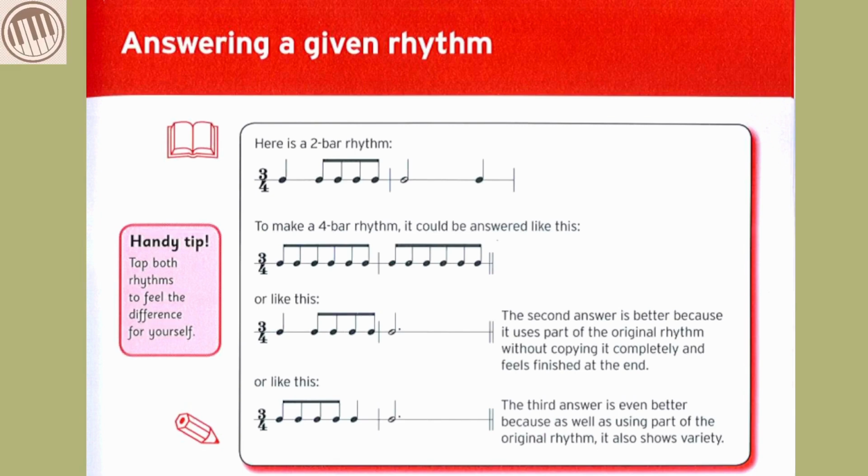Hello, so today we are going to take a look at page 39, answering a given rhythm. Okay, let's take a look at what a rhythm is. First of all, a rhythm is a bunch of notes that is made to be played. So it can be any combination of notes, from quavers to crotchets. You can add minims, you can add semibreves, any kind of notes that you have learned so far.